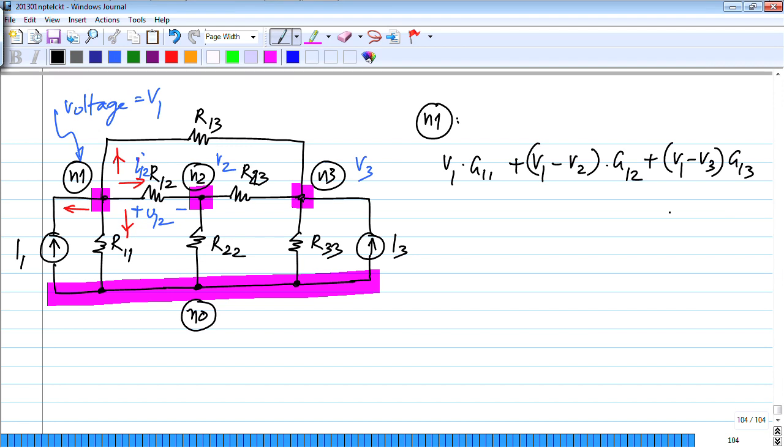So, as I said, I will put all the independent variables on the right hand side. Okay.